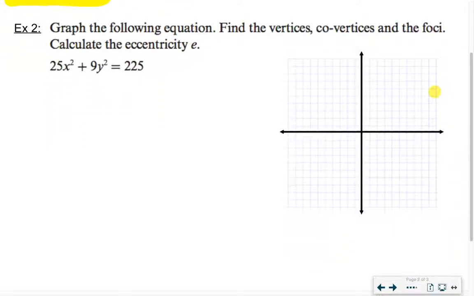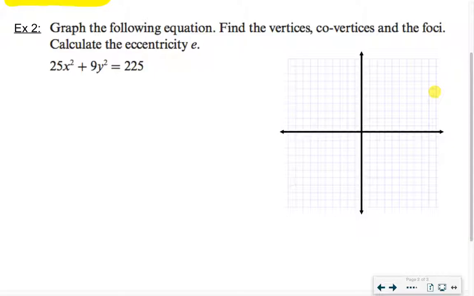Alright, so here we go. Good example for your notes. The equation that they give us is 25x squared plus 9y squared equals 225. We want to graph the ellipse. We want to find the vertices, co-vertices, and the foci. They also want us to calculate the eccentricity.